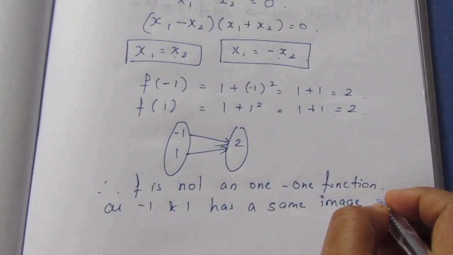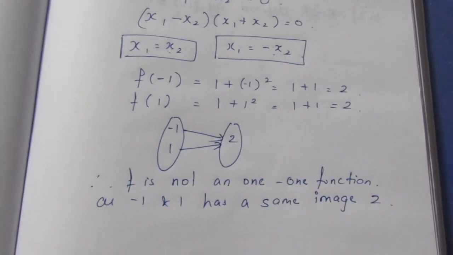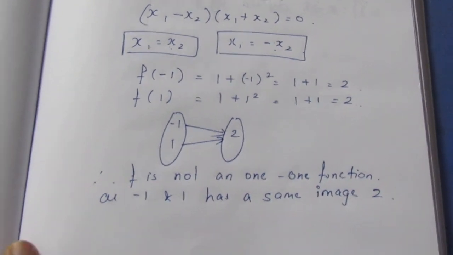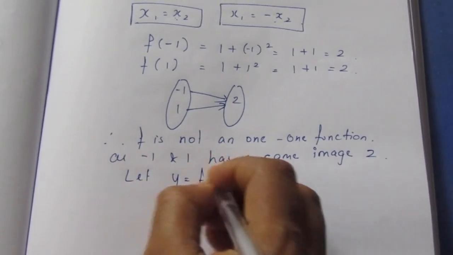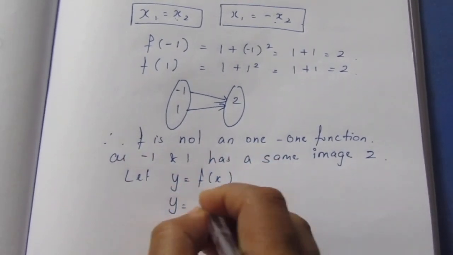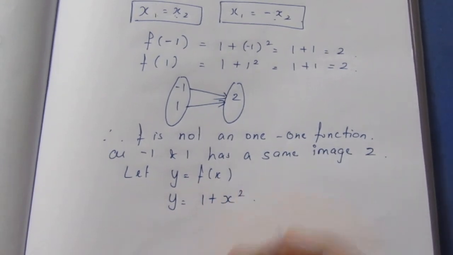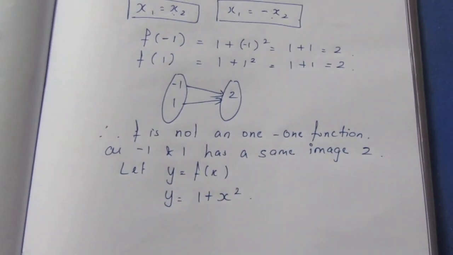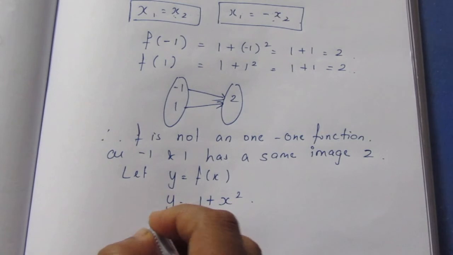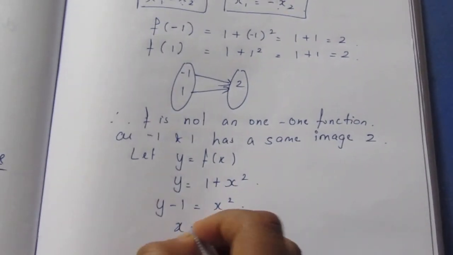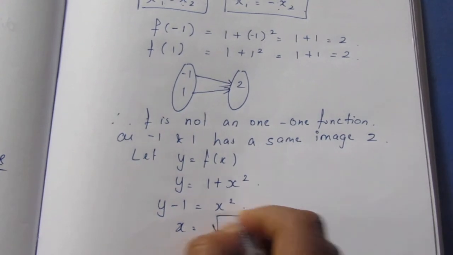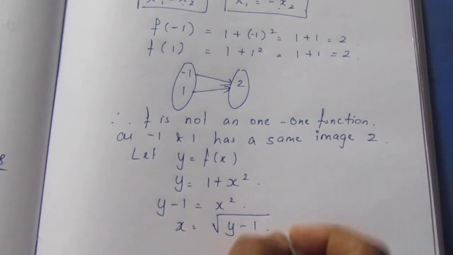So it is not a 1-to-1. Let me check for onto function. For an onto function, let y is equal to f of x. We know that it is 1 plus x square. Bring the number to this side. y minus 1 equal to x square. So x will be equal to root of y minus 1.